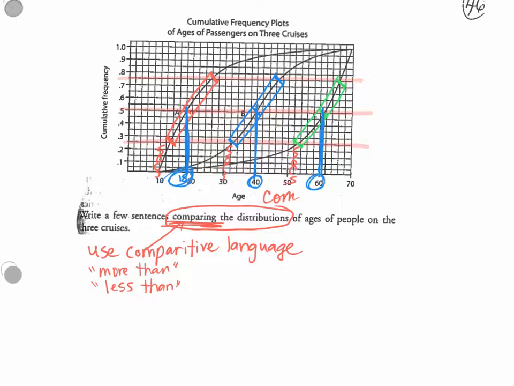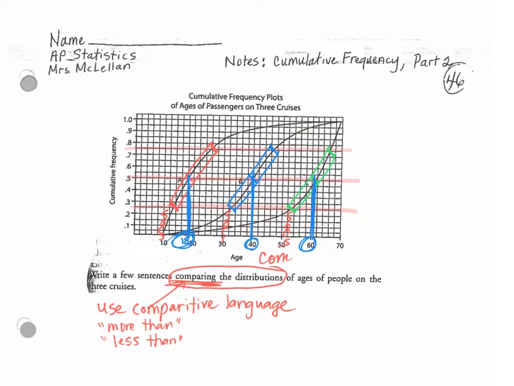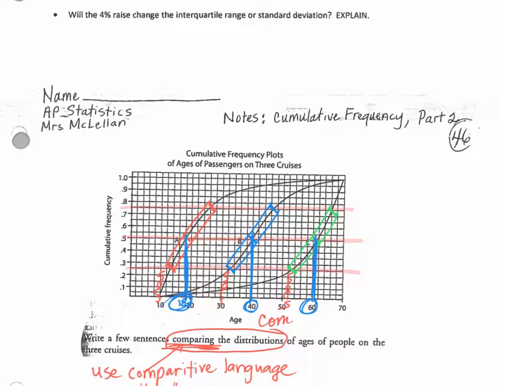What could I say? The center of distribution A, which is a median of 18, is what? Less than the median of B's, which is 40. Yes, very good. Using comparative language. Very good. Okay, so that's the last thing that I wanted to explain to make sure you did a good, solid job on your homework, pages 43 to 47.